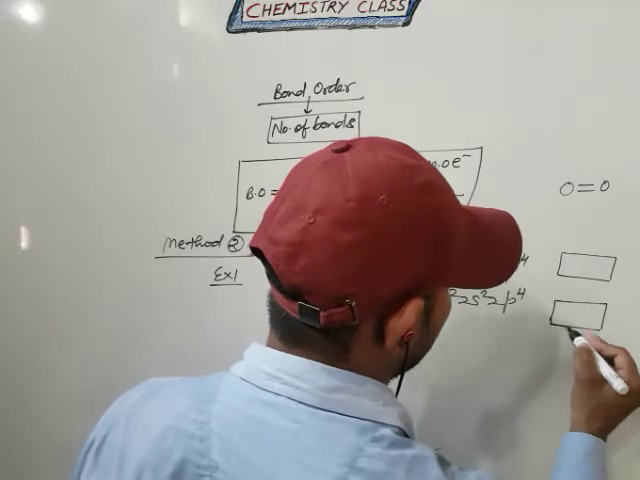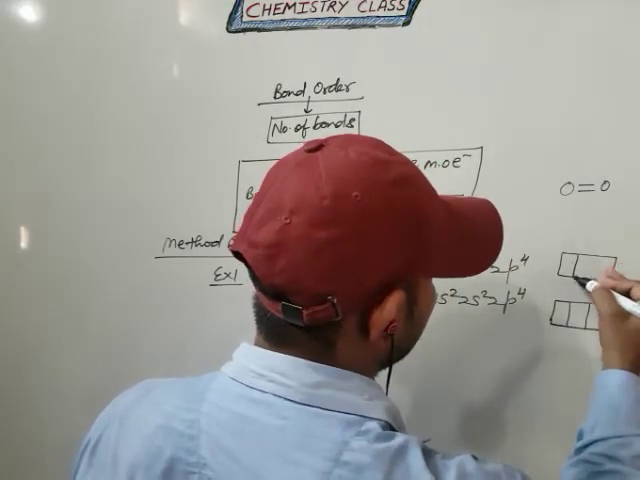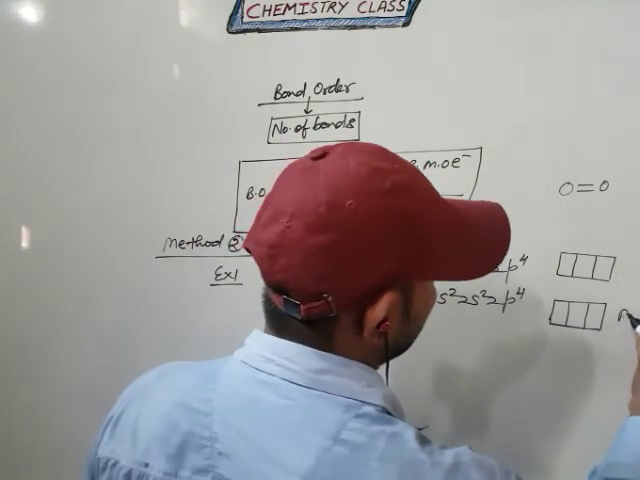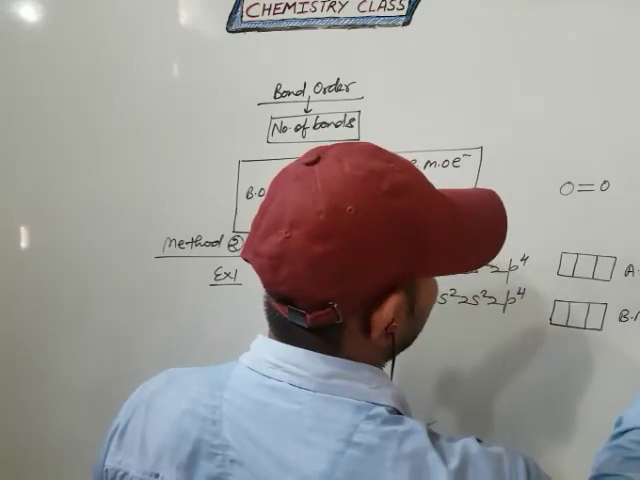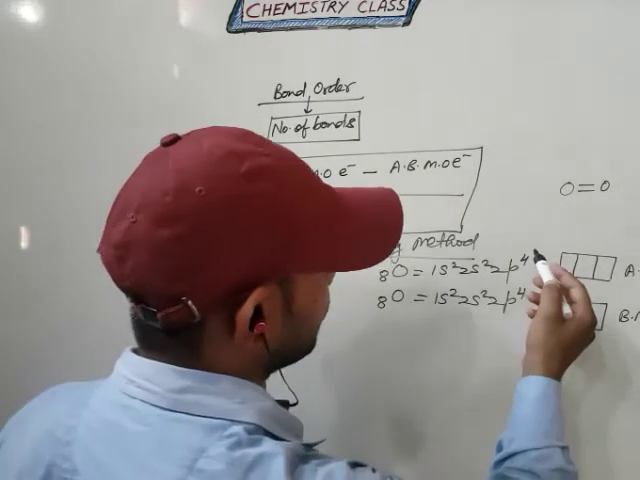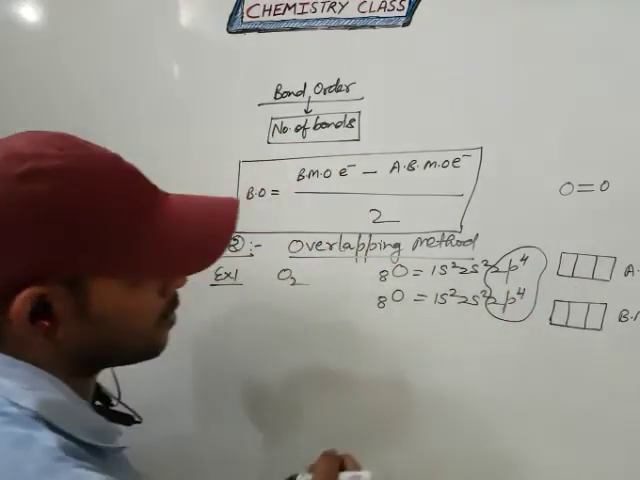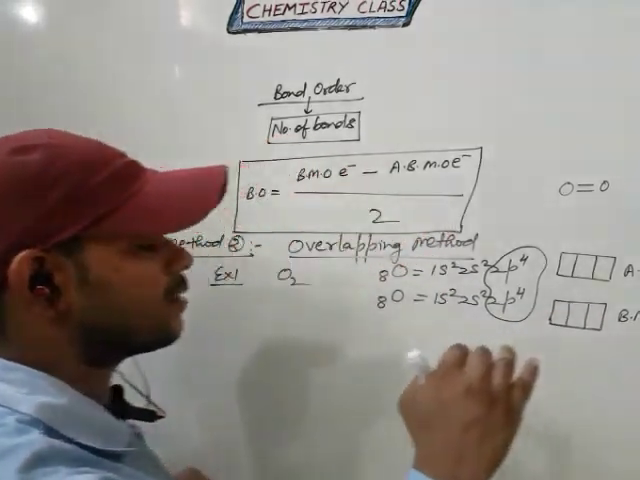Clear? So, p orbitals: how many orbitals are there in the p subshell? 3. So this is our bonding molecular orbital and this is our anti-bonding molecular orbital. Clear? So students, first you calculate the total number of p electrons. How many? 8. First you fill the electrons in the bonding molecular orbitals.